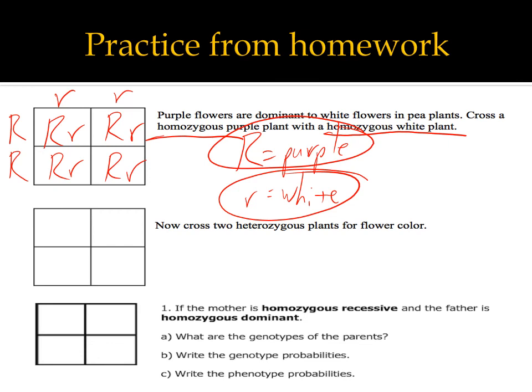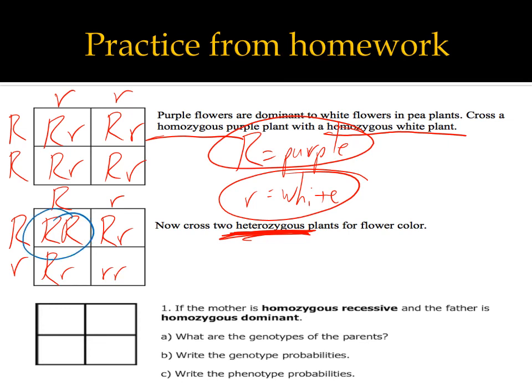Now cross 2 heterozygous plants for flower color. This is the same system you just used. So whatever letters you just used up top, use the exact same ones right here. Heterozygous means 2 different letters. So I'm using R's. I'm going to do big R, little r, cross with big R, little r. So I'm going to get big R up here, big R, little r right there, another big R, little r, and little r, little r. Just like I said before, this is our 1 to 2 to 1 ratio. We've got 25% homozygous dominant, 25% homozygous recessive, and 50% heterozygous. That's what Mendel predicted. We still see it now. 1 to 2 to 1 ratio. 1 here, 2 here, 1 there.